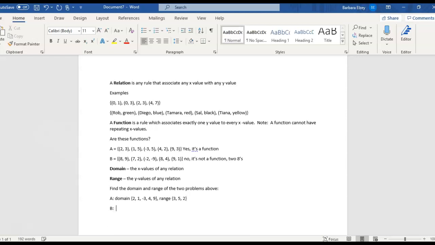All right, and then B, let's get its domain. And it doesn't matter that B wasn't a function. We're just getting the domain, and all relations have domain and range. So let's list the domain for B. 8, 7, -2. Again, let's not list the same thing twice. So we don't want to list 8 twice. So {8, 7, -2, 9}. And then finally, let's list its range. And that is going to be {9, 2, -9, 4, 1}.